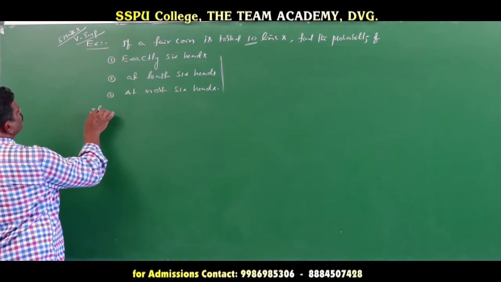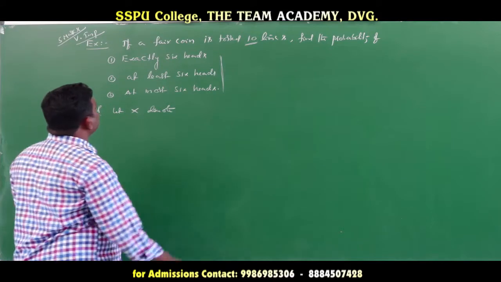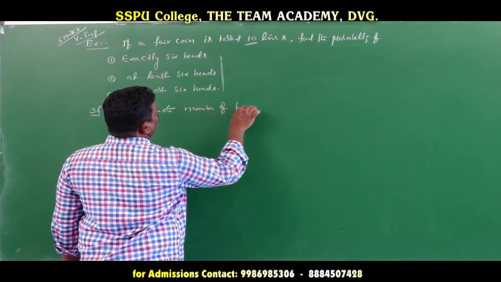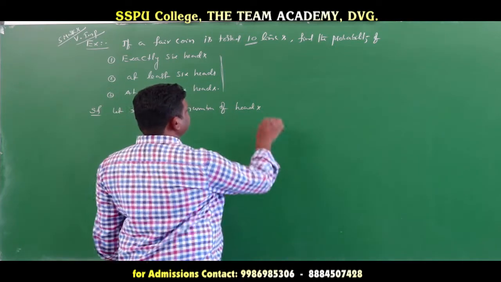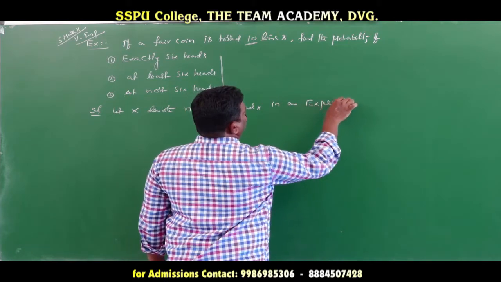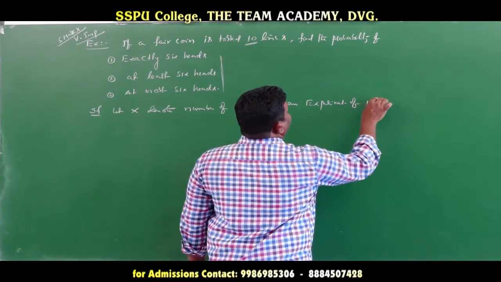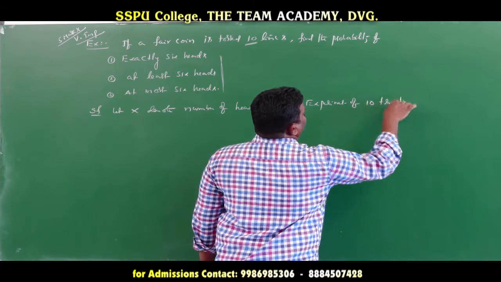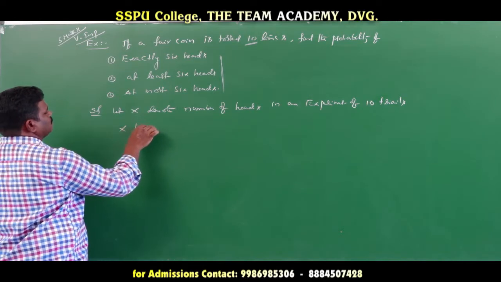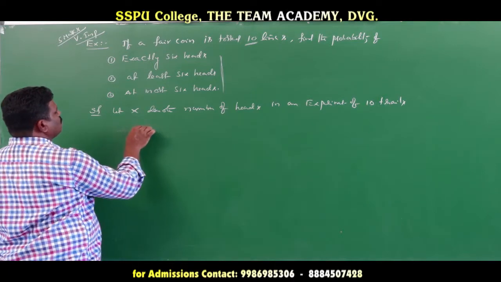Right. Here, let X denote the number of heads in an experiment of 10 trials. In an experiment of what? 10 trials. So X has, one thing to note, here n is equal to 10.